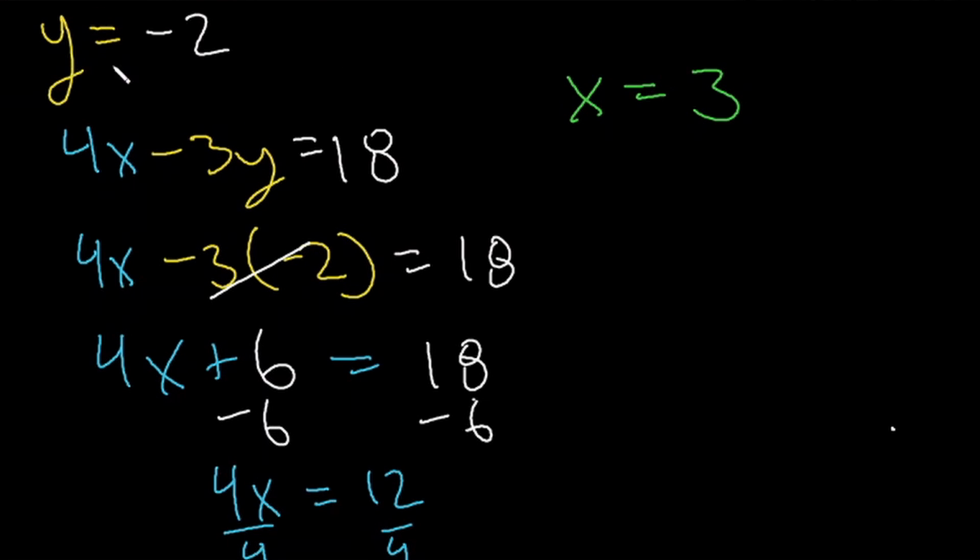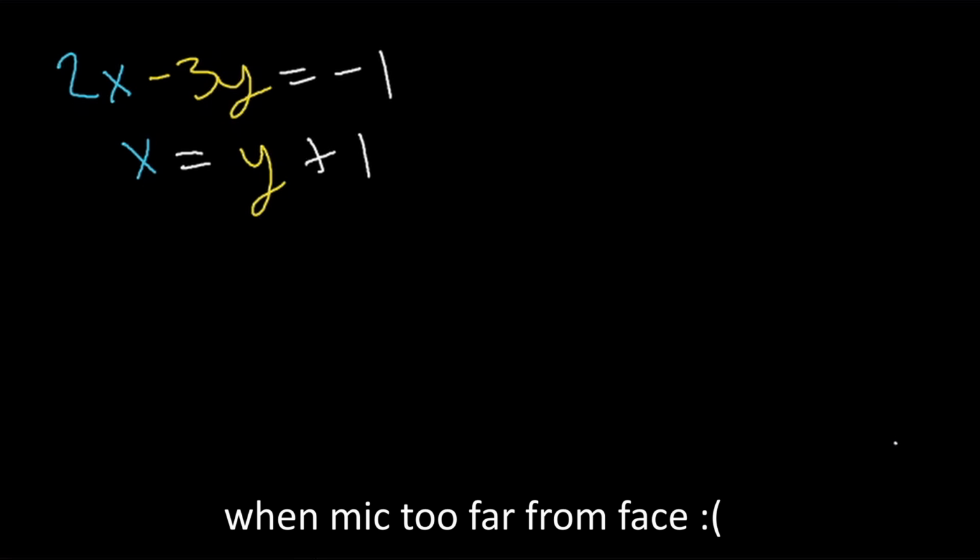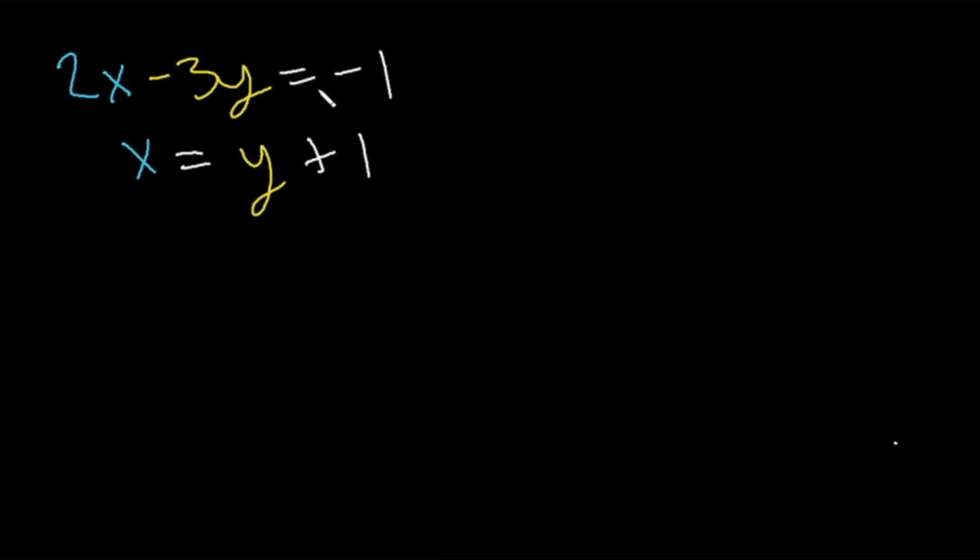And we already have our y. Let's try another example. Here we have 2x minus 3y is equal to negative 1, and x is equal to y plus 1. So we don't actually have one of the variables solved outright, but we do have an equation for it that we can substitute into our other equation.